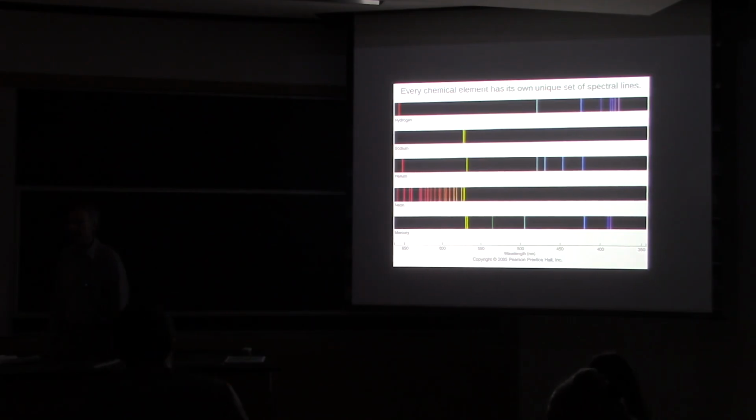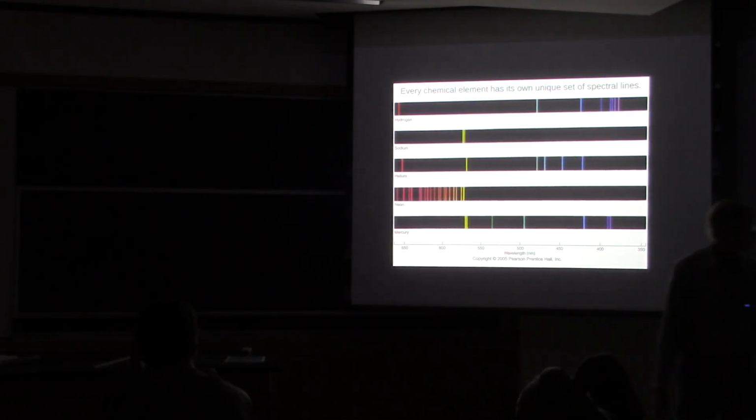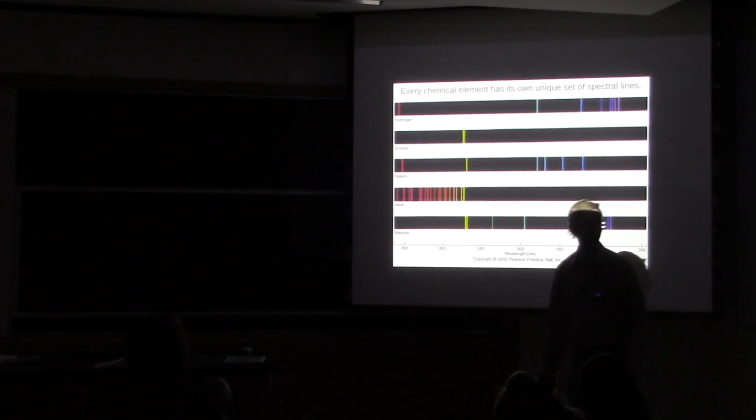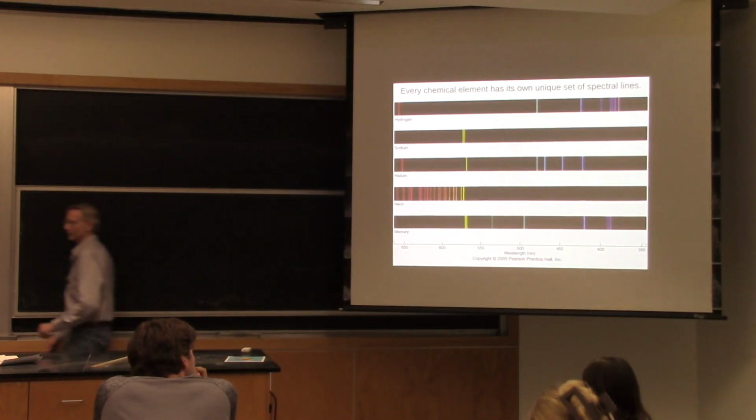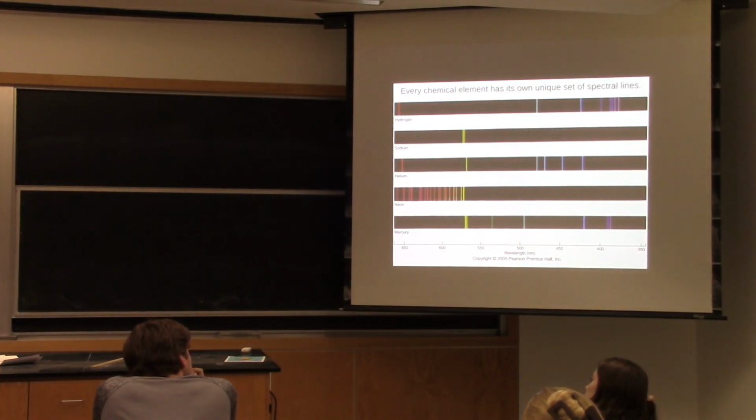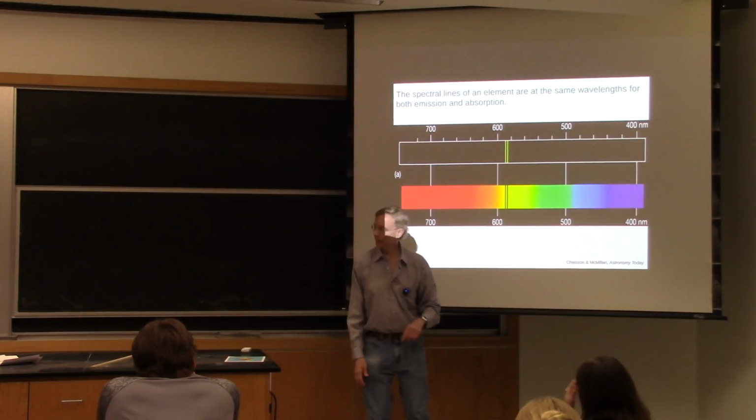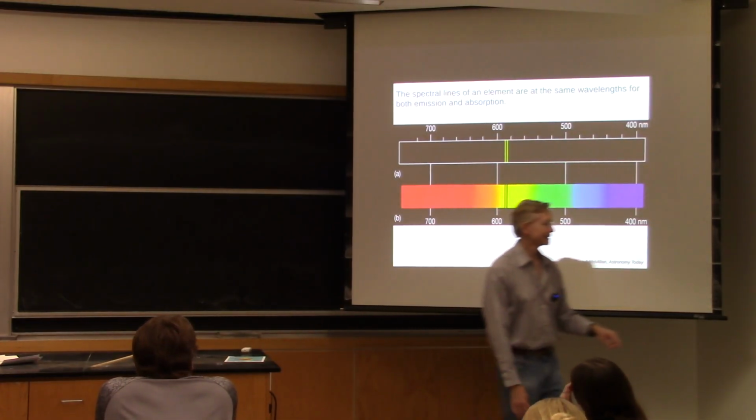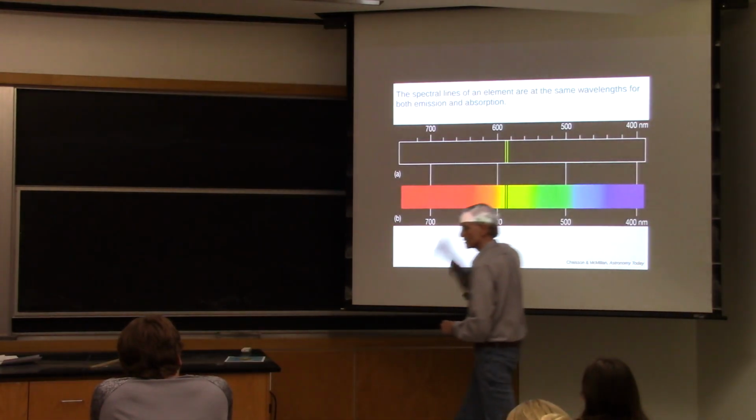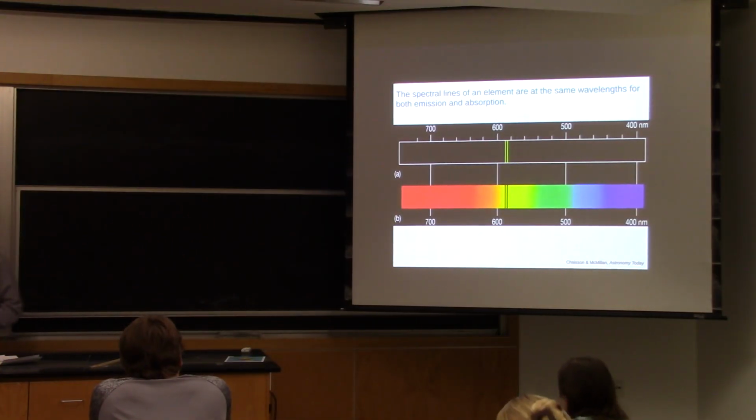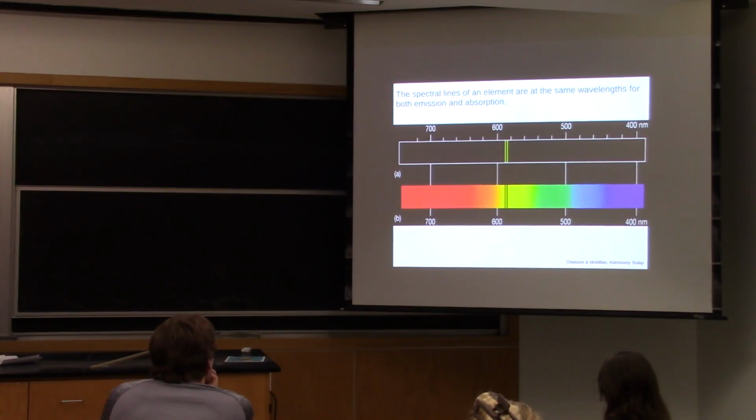And so, every chemical element has its own unique set of spectral lines, right? You know why, but we're going to review that in a minute. Not you, stupid can lights, although they're great for a continuous spectrum, I will say that. You get a nice rainbow with them. And the spectral lines of an element are the same wavelengths for both emission and absorption.